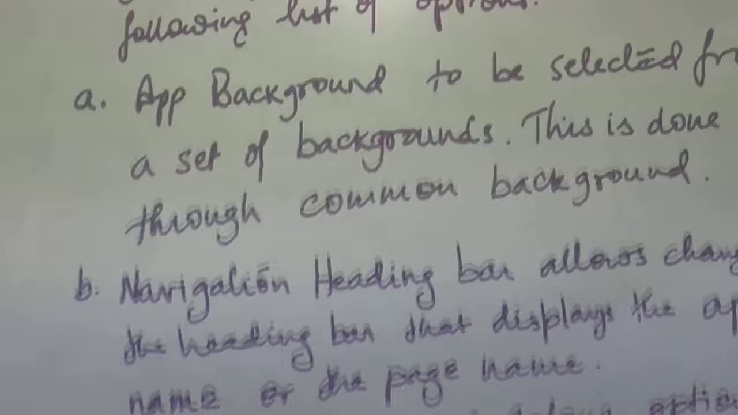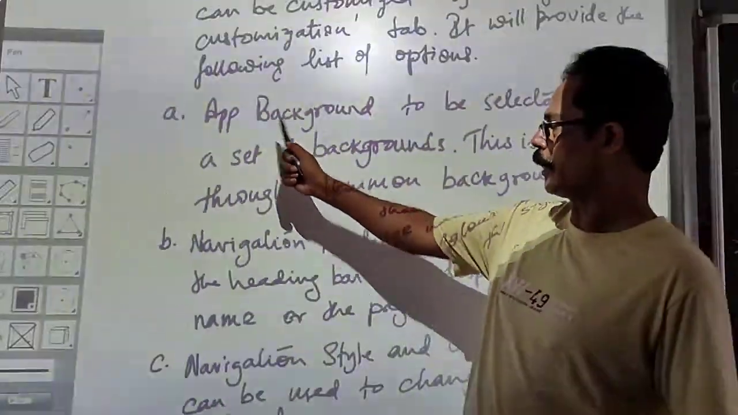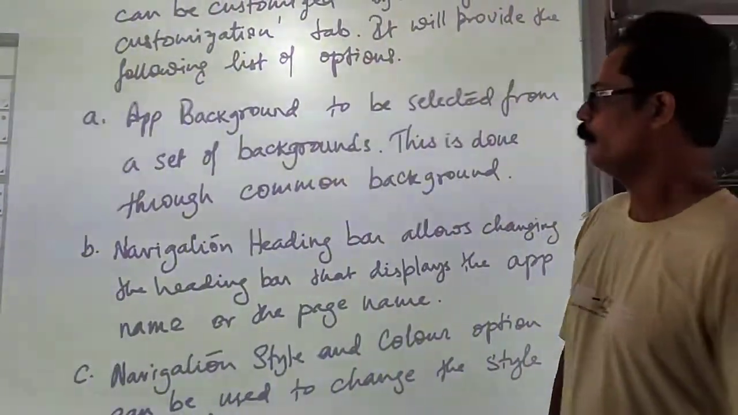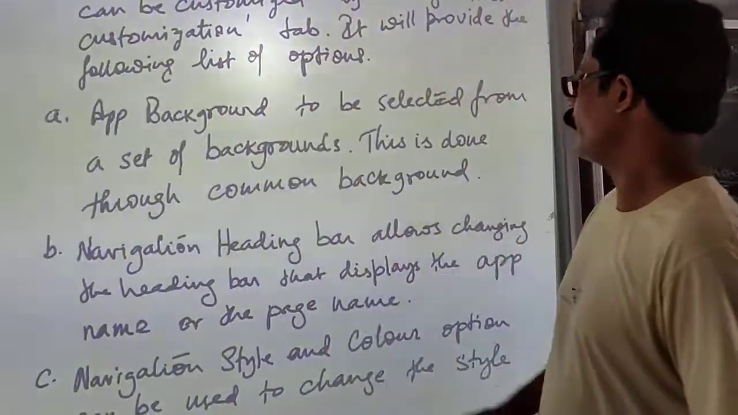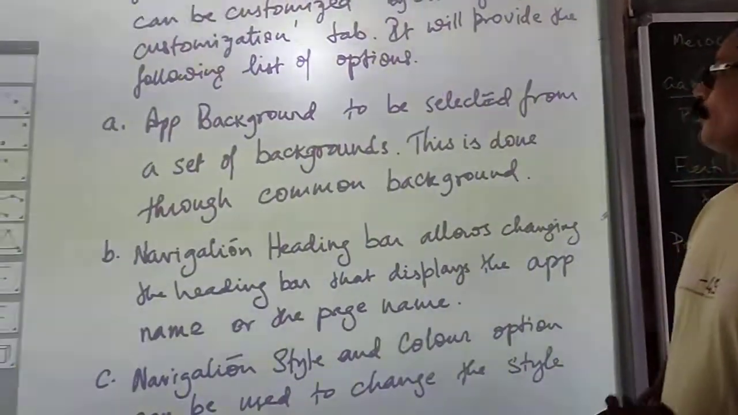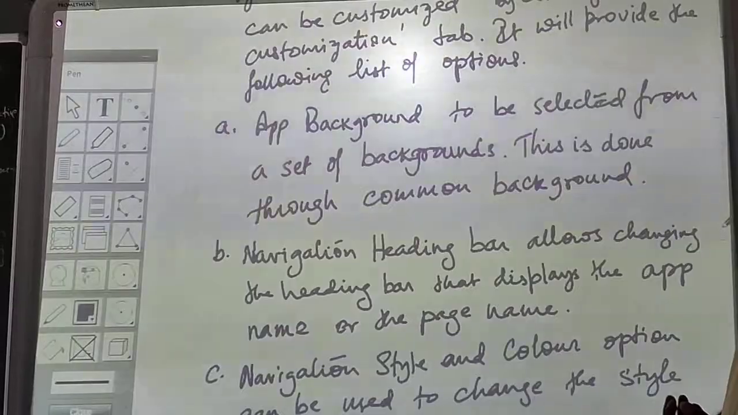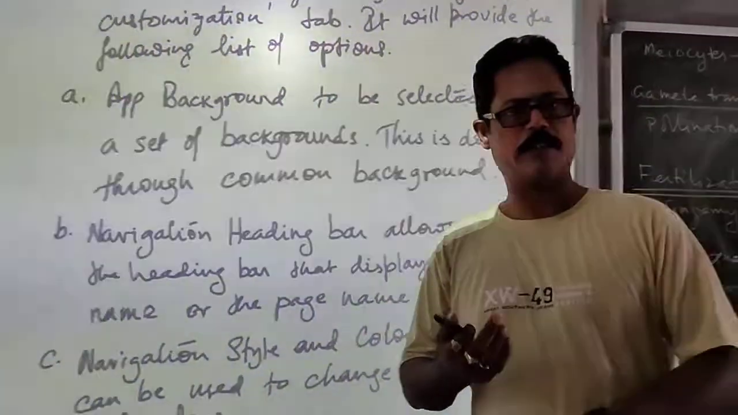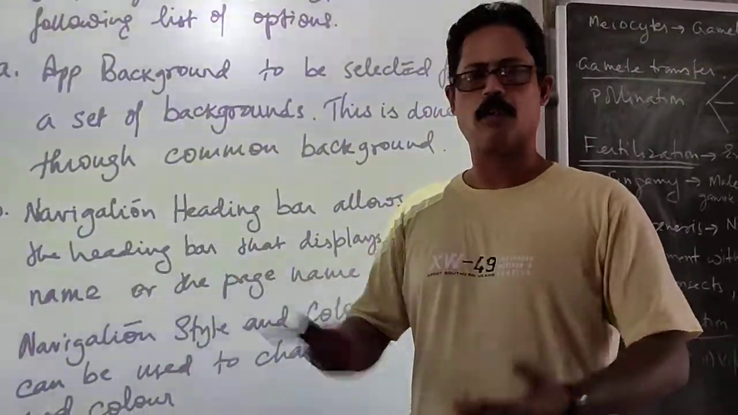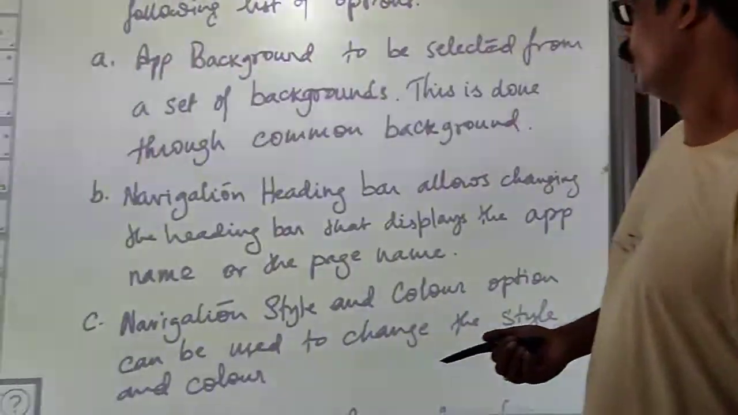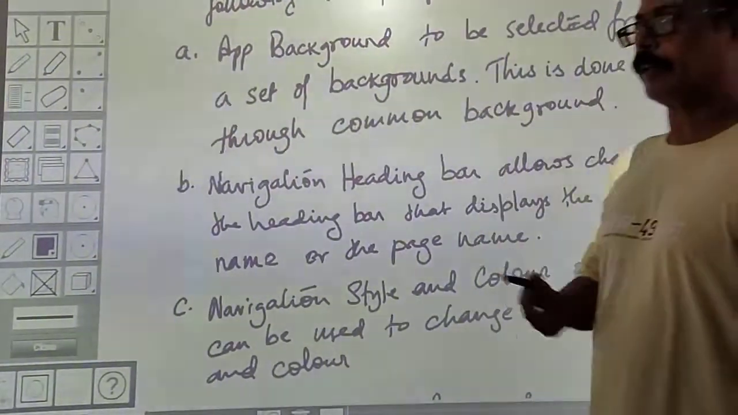Here, app background. App background is to be selected from a set of backgrounds. So it will give you an app background. You can select any one of the backgrounds and it will appear that way. Then this is done through a common background over there.